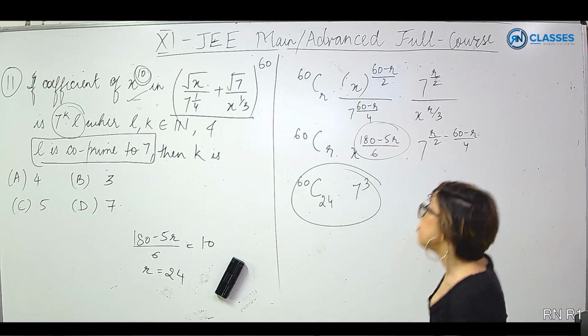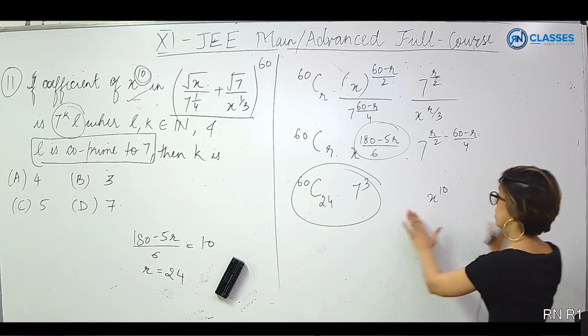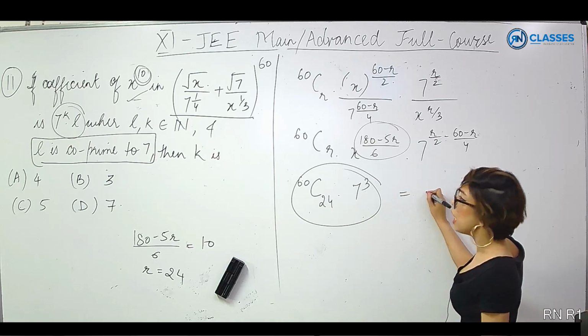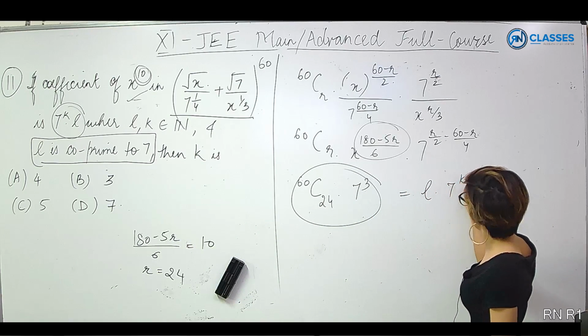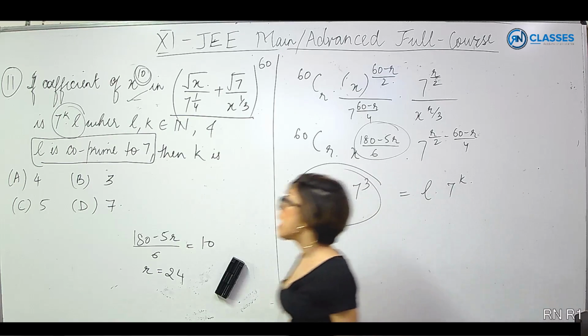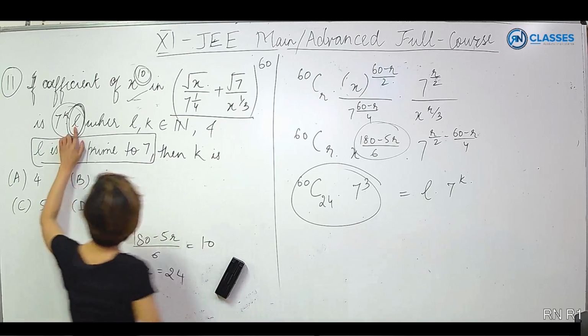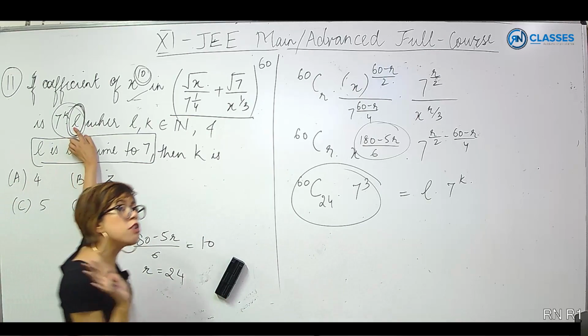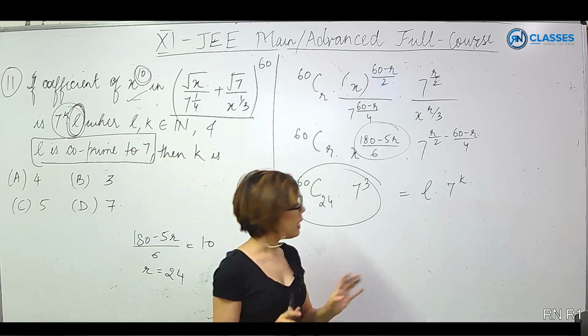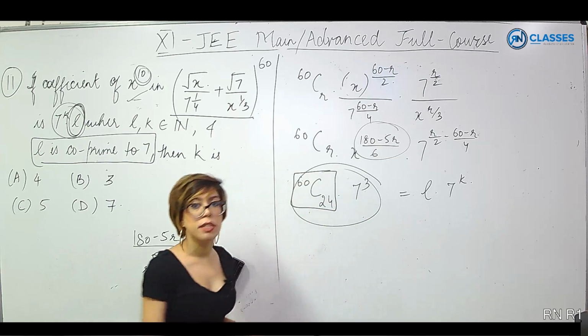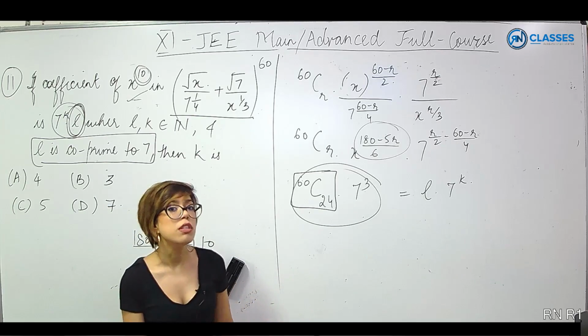I need to compare this quantity with 7 raised by k into L. So L into 7 raised by k. But here's the condition: L is co-prime to 7. That means this number doesn't have any factor of 7 present in it. Now let me see whether this quantity can be L or not, whether it has a factor of 7 or not.